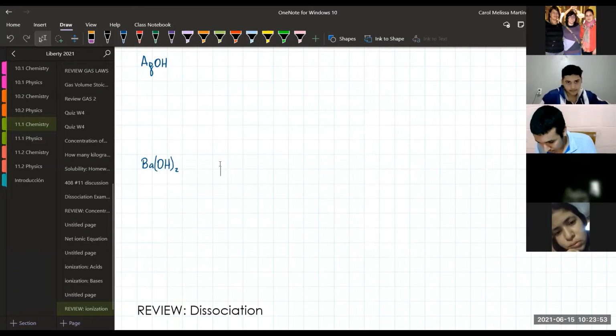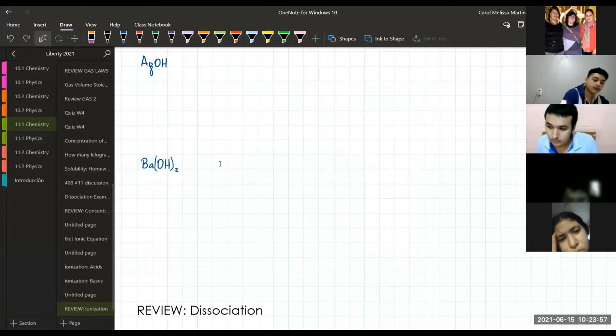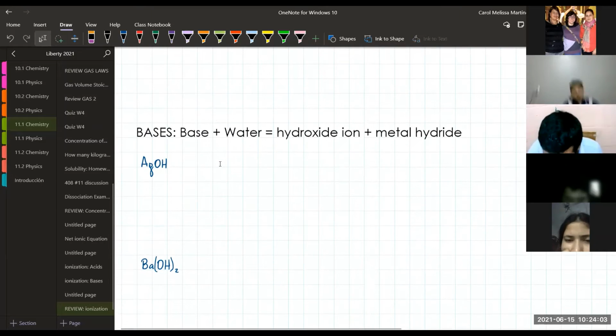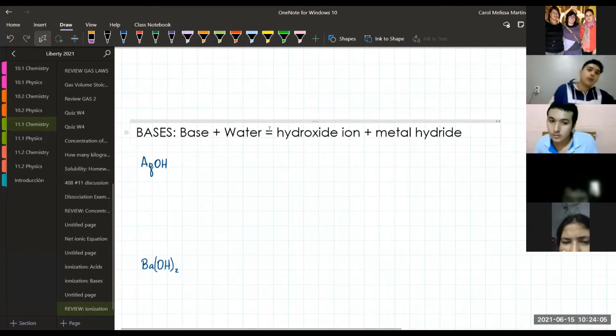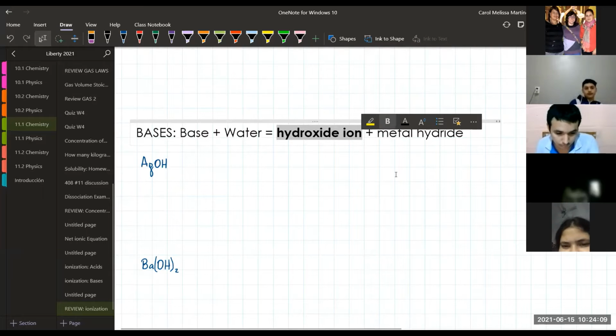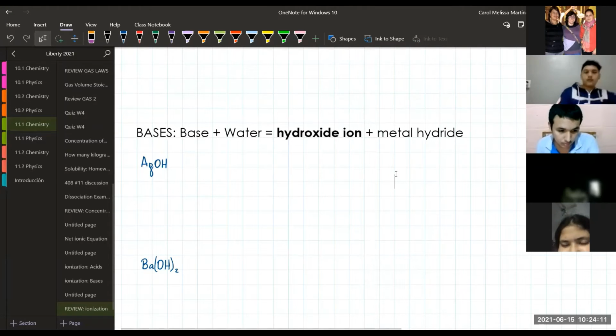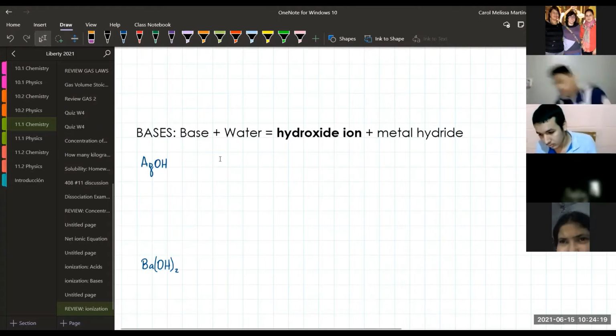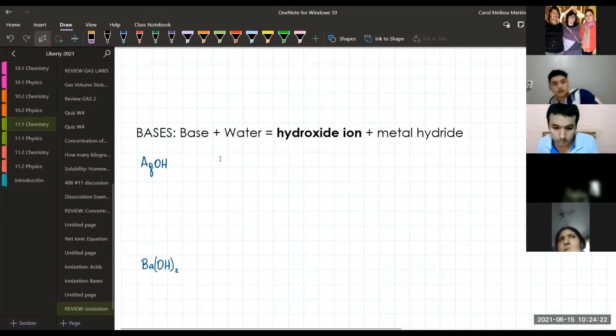Now, we can also do ionization of bases. The idea is the same. We're going to combine it with water. But in the case of bases, we're going to have a different product. We are always going to have hydroxide ion, and the other part will be a metal hydride ion. Okay? So let's take a look at how to work with this.